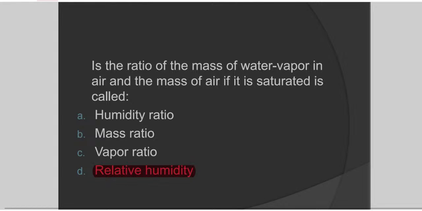The ratio of the mass of water vapor in air and the mass of air if it is saturated is called a humidity ratio. B. Mass ratio. C. Vapor ratio. D. Relative humidity.